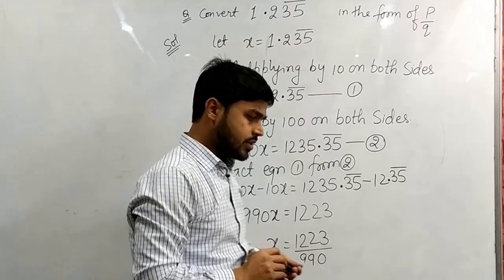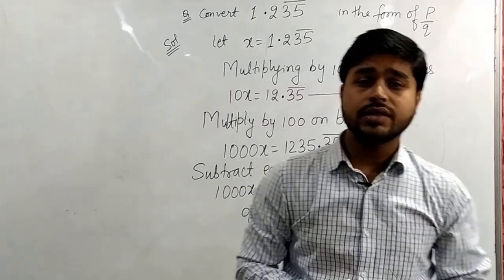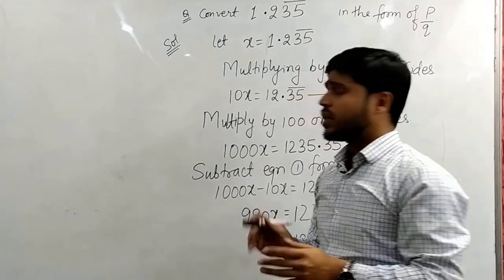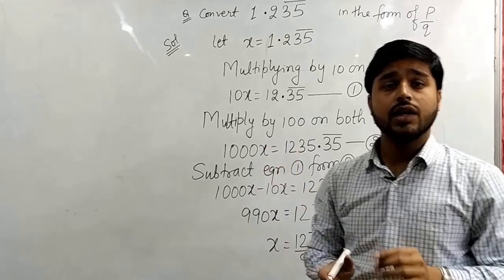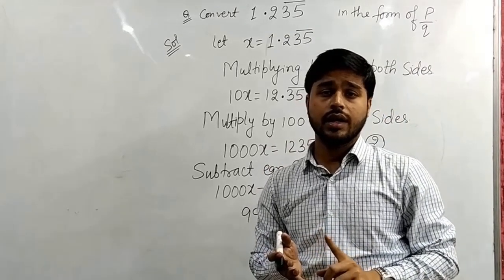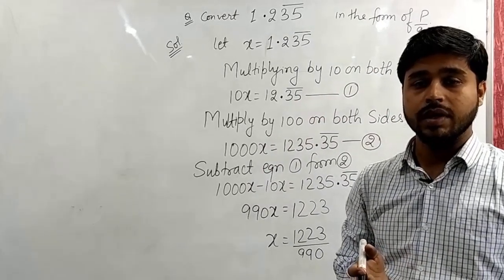So these are the three questions. Now if you practice these three questions, you can simply become a master in this topic of converting non-terminating recurring decimal representation into the form of p by q.